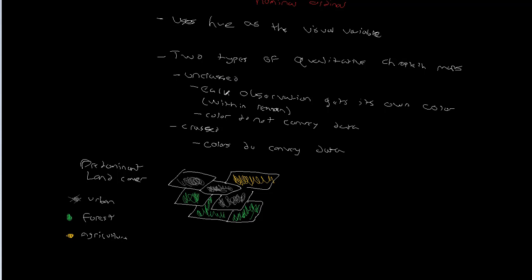Versus in an unclassed, right, you might have something like this, where you have, let's try my best to duplicate that again. Right, whereas with an unclassed, what you might have is the colors would just be structured so that the two colors never overlap. But the colors don't actually mean anything, they're just there to improve contrast.